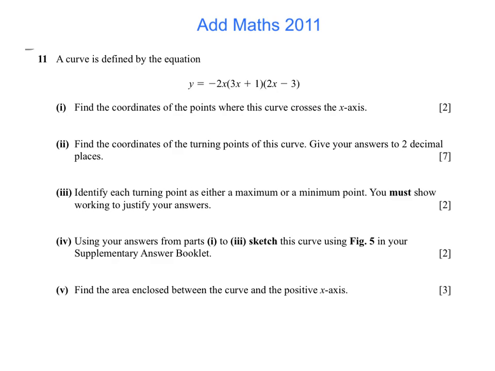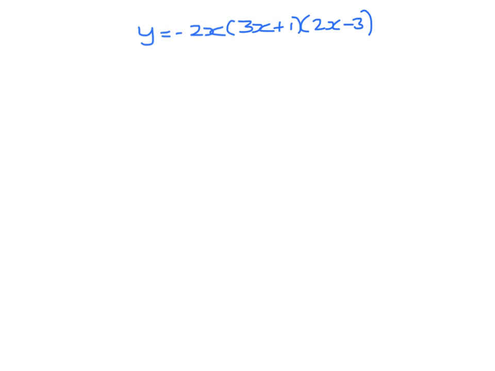2011 paper 1 question 11. To find where it crosses the x-axis, that's when y equals 0. So x equals 0, x equals minus 1/3 and x equals 3/2.